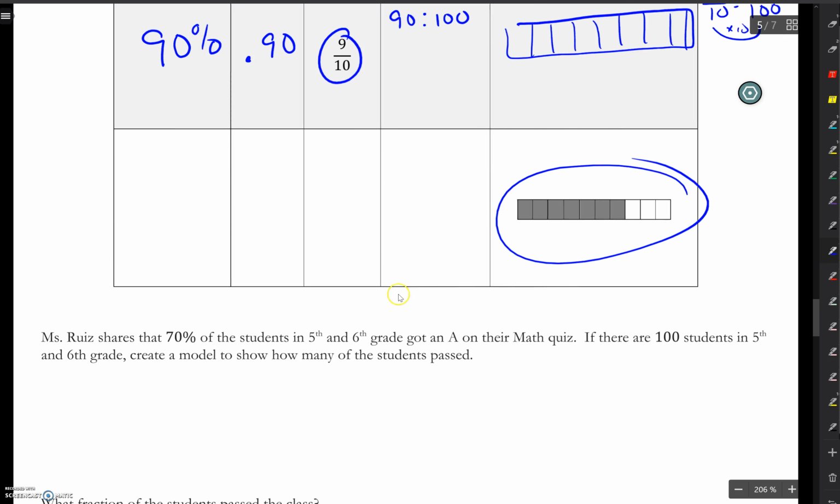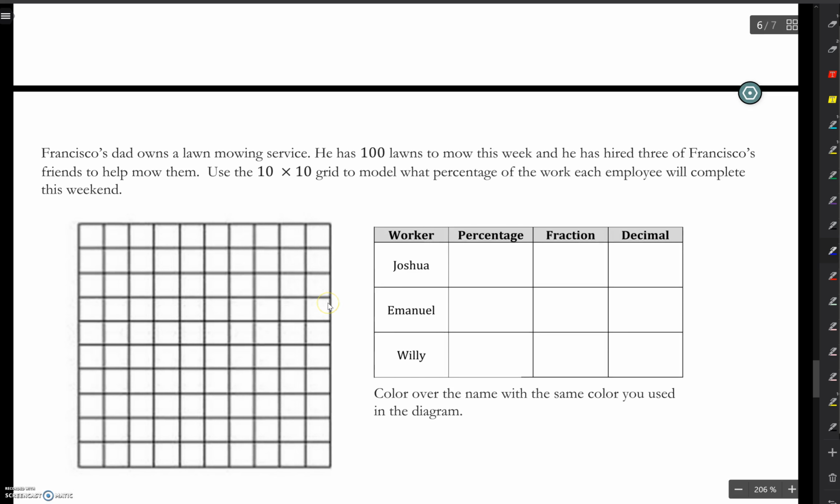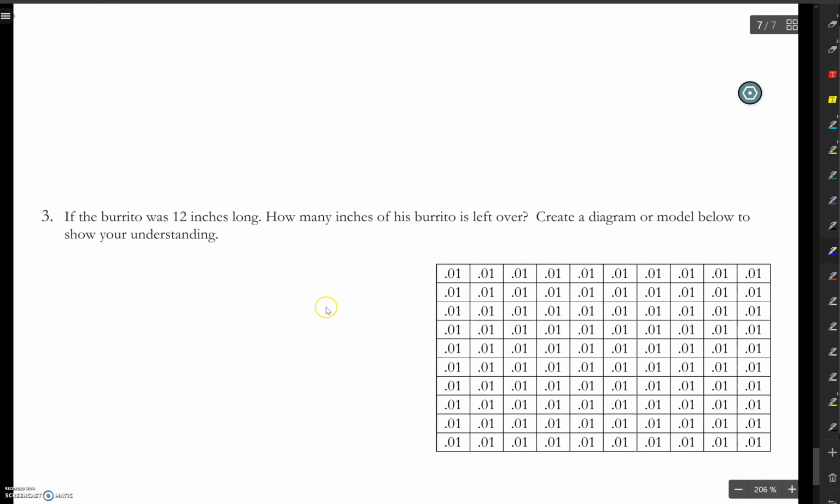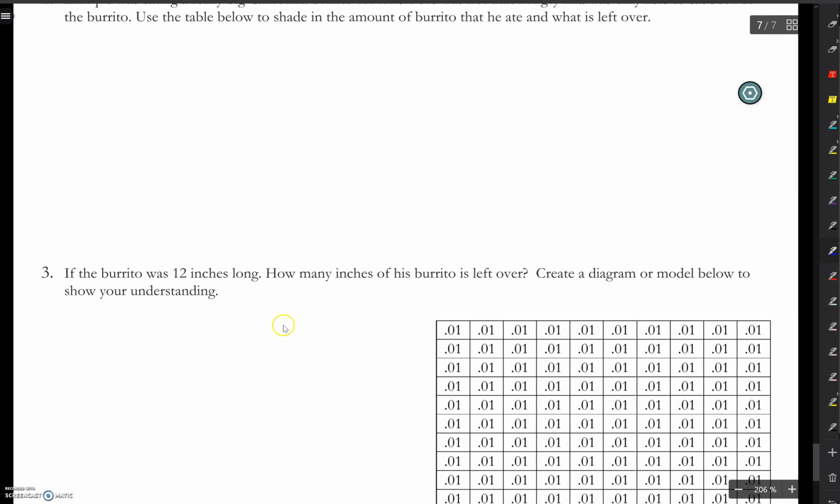Now, we have a couple of questions here. Answer these questions, go on to the next question, and then complete your assignment. And when you're done, turn it in to Mr. Morales.